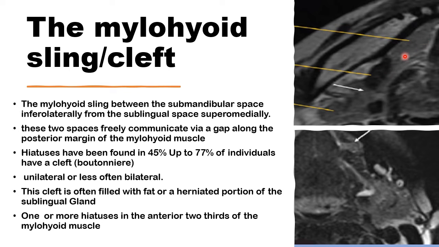This allows the sublingual gland to herniate through the floor of the mouth to lie outside the sublingual space. You could see such a hiatus in here. This is filled with the sublingual herniation, but sometimes it can be filled with fat. This is the submandibular gland, this is the mylohyoid muscle, and this is the sublingual salivary gland. So there is a free communication between the two spaces posteriorly at the posterior edge of the mylohyoid, and there may also be communication through the clefts in the mylohyoid muscle, which are present in up to three quarters of individuals, and can be filled with fat or a herniated gland, and can be unilateral or bilateral.